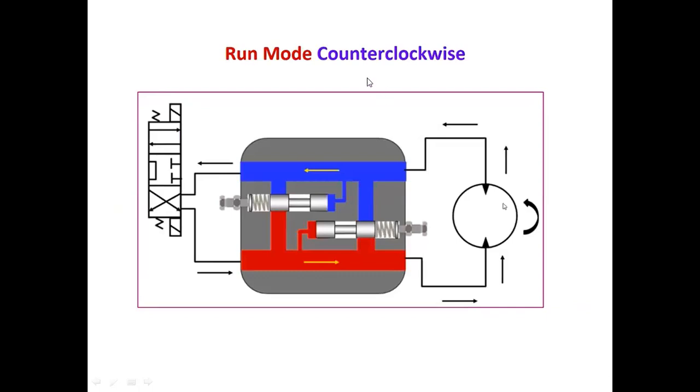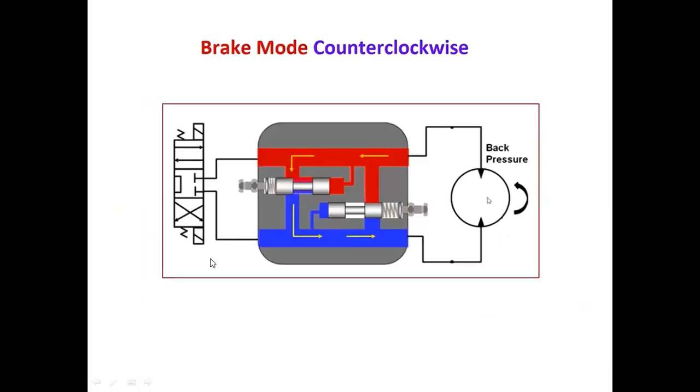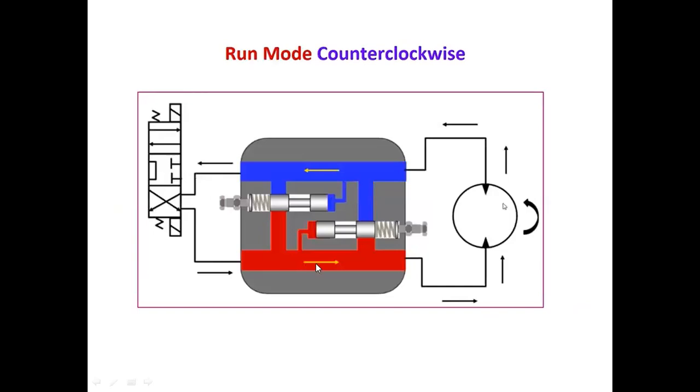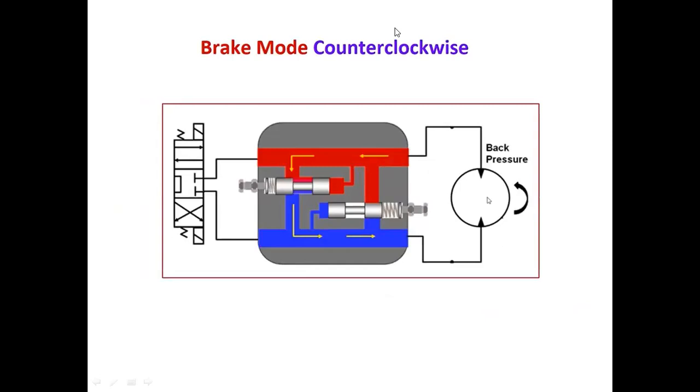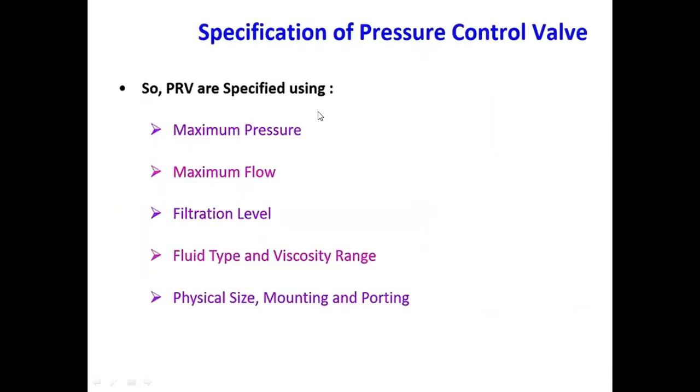Run mode counterclockwise. See, in the third position of the DCV, the liquid is going in the return position, counterclockwise. Then this valve is closed and operated by the spring like that. Brake mode counterclockwise. Here, in brake mode counterclockwise, we can see in this circuit the back pressure.